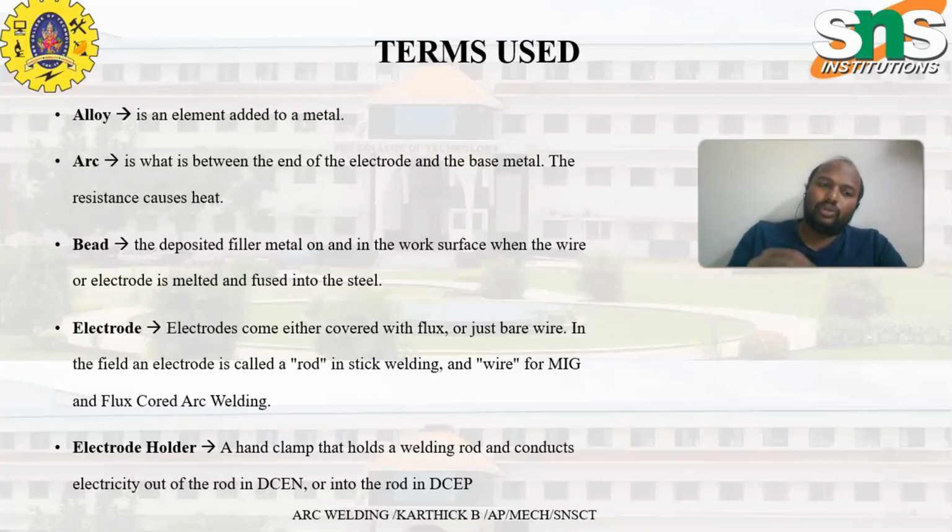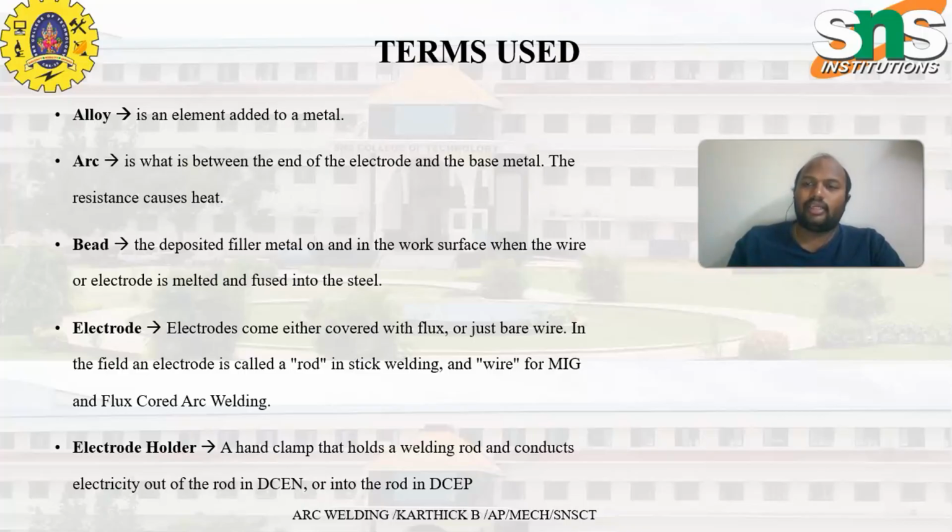The third one is bead. Bead is what we get if we coat a material over a surface. In other words, it is the electrode or filler metal which is consumed and deposited over the workpiece, which is known as the bead.